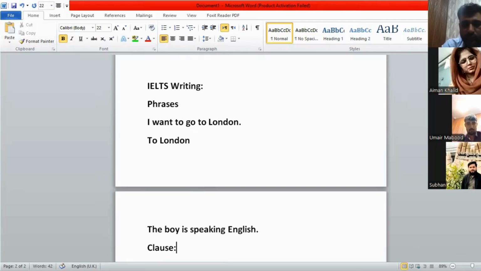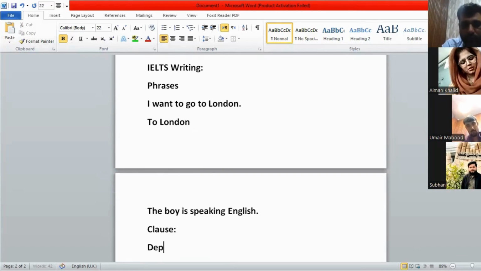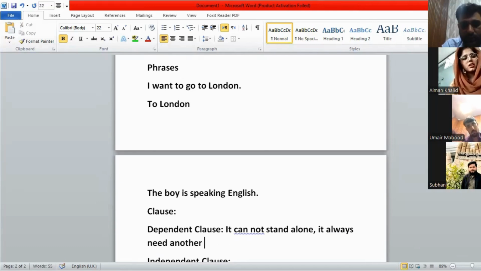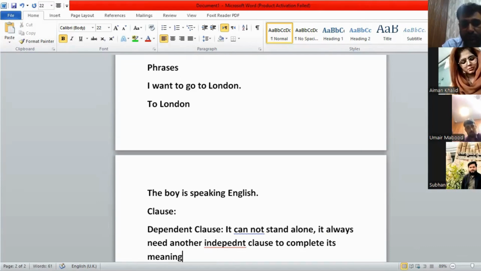Clause. We have two types of clause: dependent clause and independent clause. Now, what is a dependent clause? It cannot stand alone. It needs another independent clause to complete its meaning. Are you getting it?